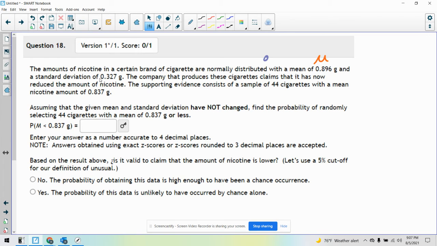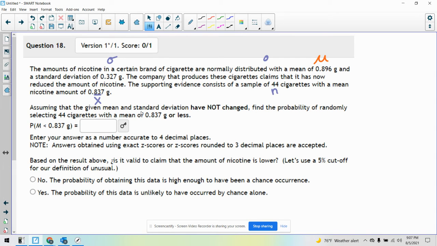Okay, and standard deviation is 3.27. That's going to be sigma. The company that produces these cigarettes claims it has now reduced the amount of nicotine. The supporting evidence consists of a sample. This is n of 44 with a mean. This is X bar of 0.837.